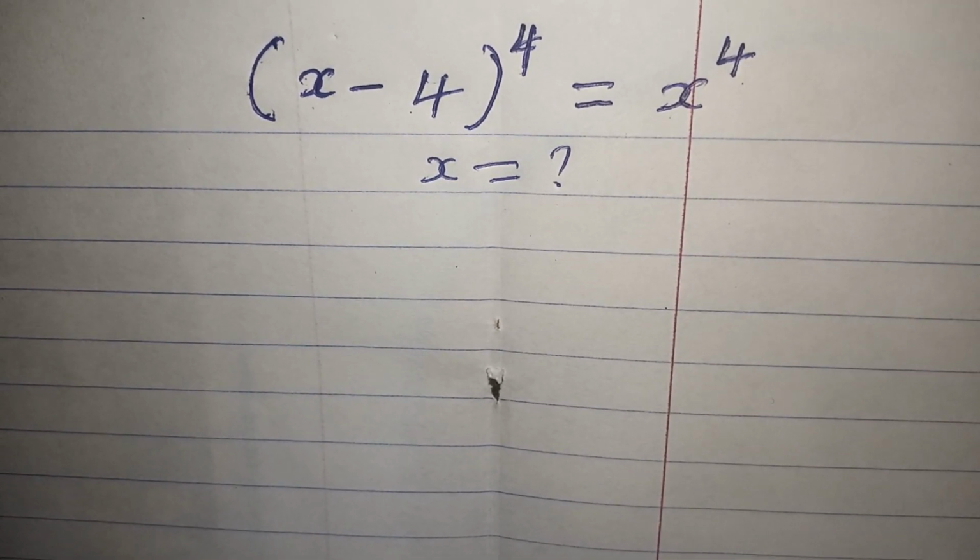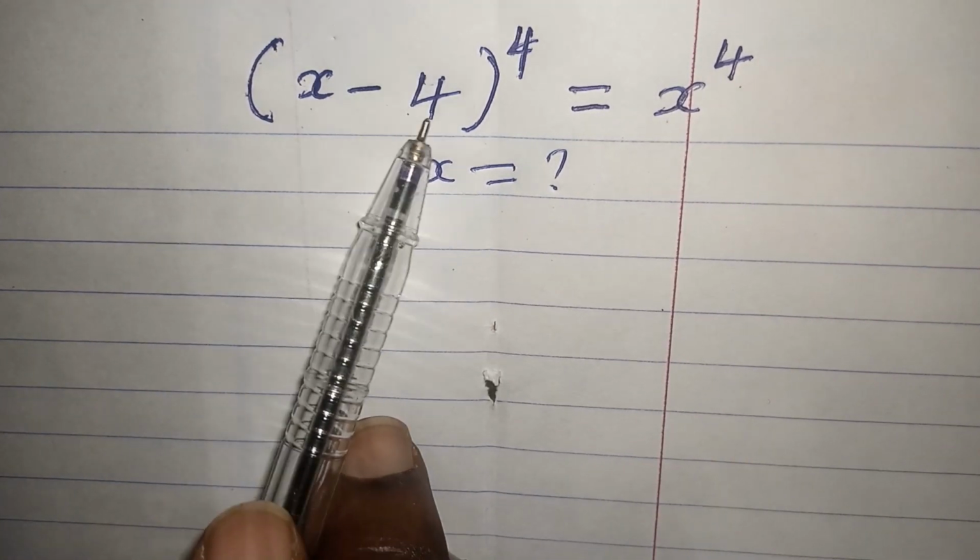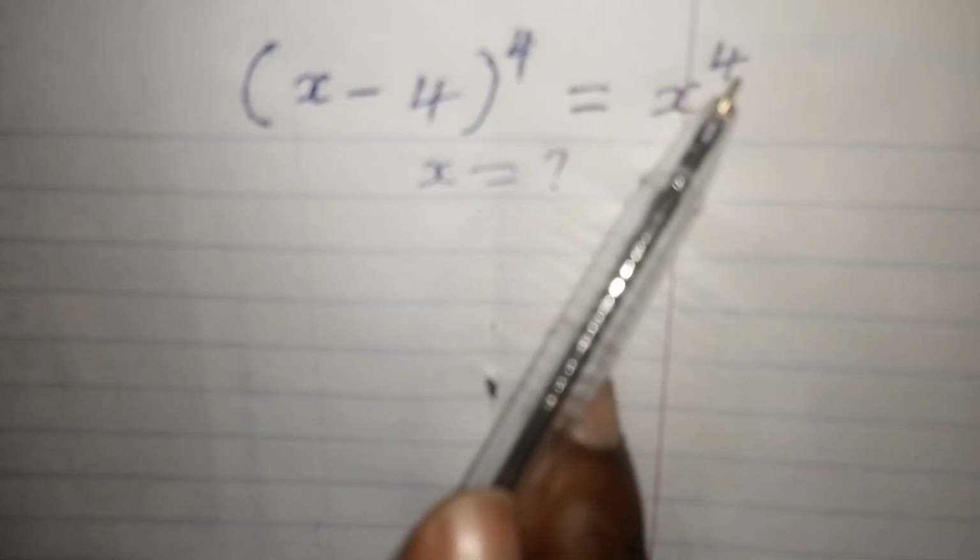Today let's solve this nice algebraic exponential challenge which reads (x minus 4) to the power of 4 equals x to the power of 4. We are looking for the possible values of x.